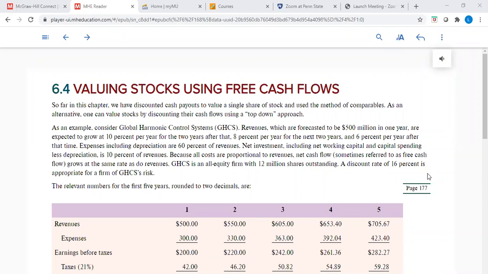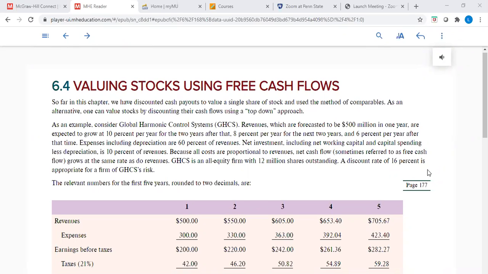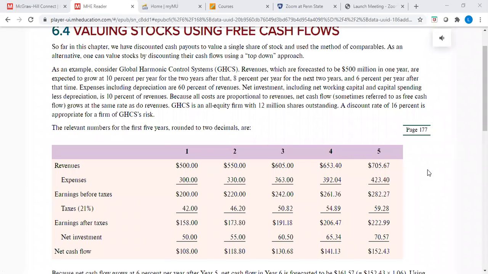Hi, everyone. I wanted to take a few minutes to go over the example that is in your book on pages 176, 177, related to valuing stock using free cash flows. We'll be talking more about free cash flows as we go through the rest of our semester here, but you can think of free cash flows as just the cash the company has for the investors. So what we do is use this to try to determine a value of what the stock should be selling at.